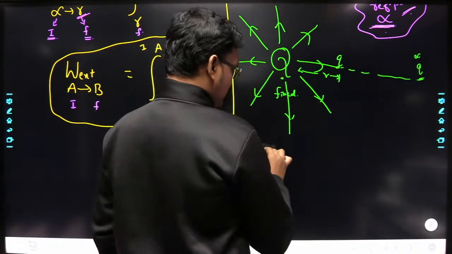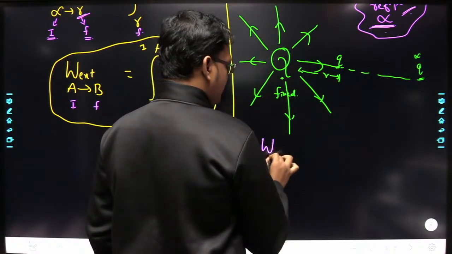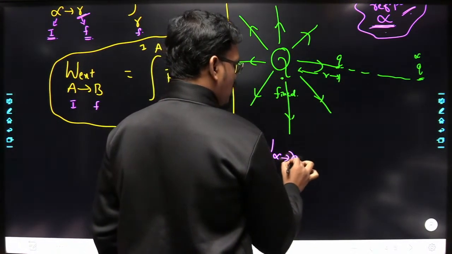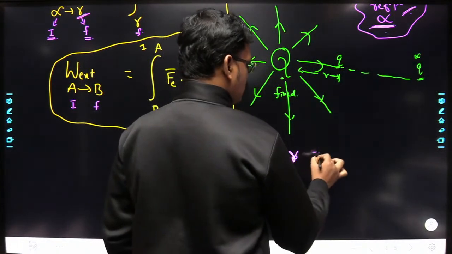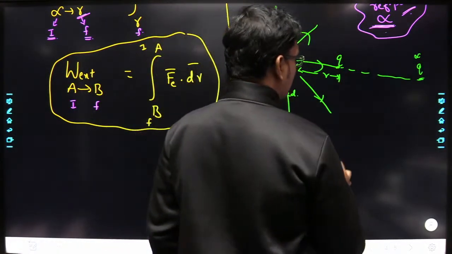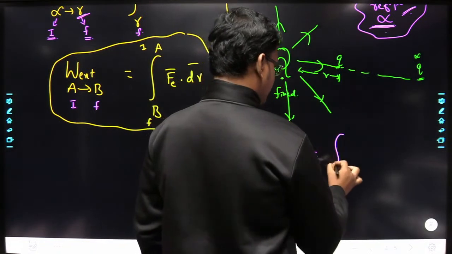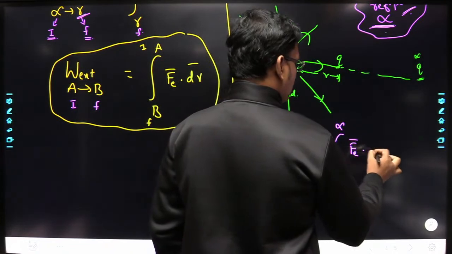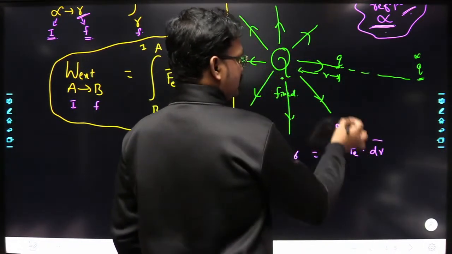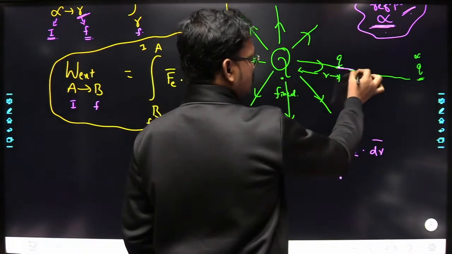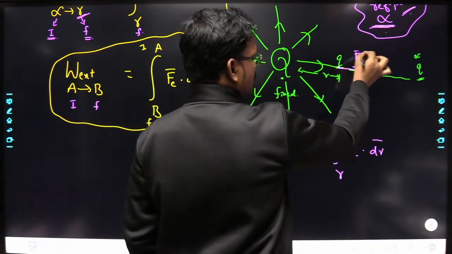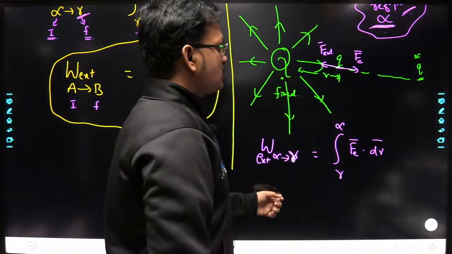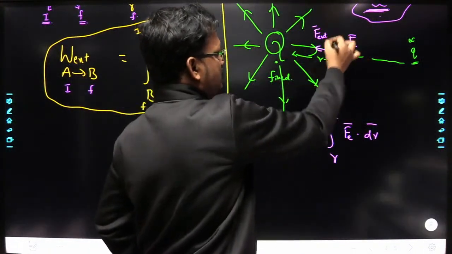That is what we determined yesterday in the previous session: the work done by the external agent in moving the charge from infinity to r. It is the integral from r to infinity of Fe bar dot dr bar. Now Fe is the force experienced by this charge. The external force is going to act in this direction. Understood?